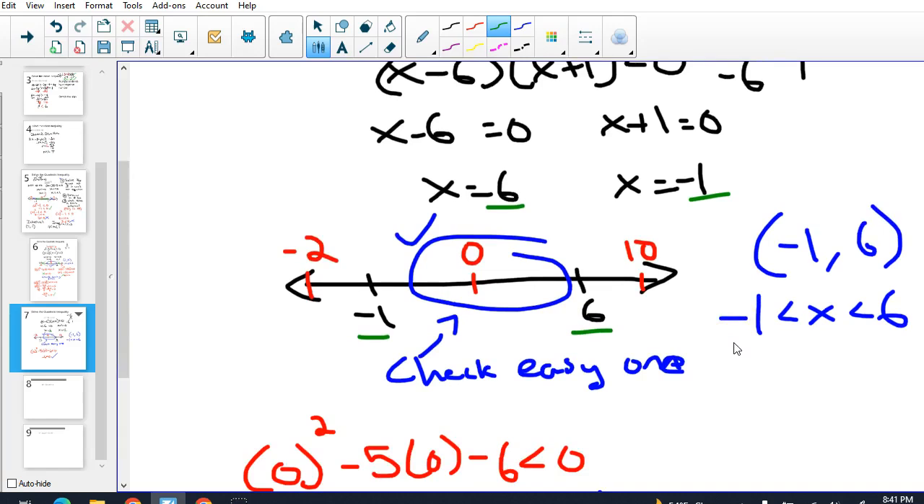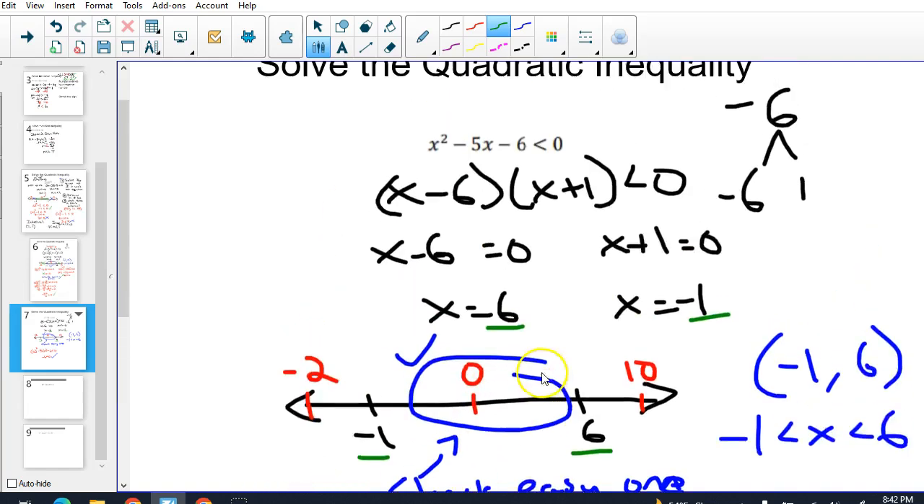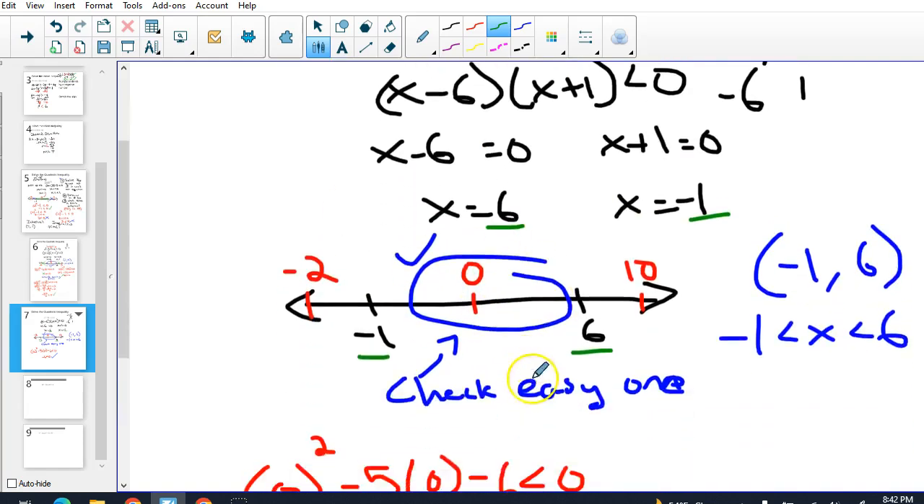I need to pick some numbers in the different intervals, so less than -1, between -1 and 6, and after 6. I picked -2, 0, and 10. And then pick the easy numbers to check first. 0 is pretty much always the easiest number to plug in. So I'm plugging in 0.